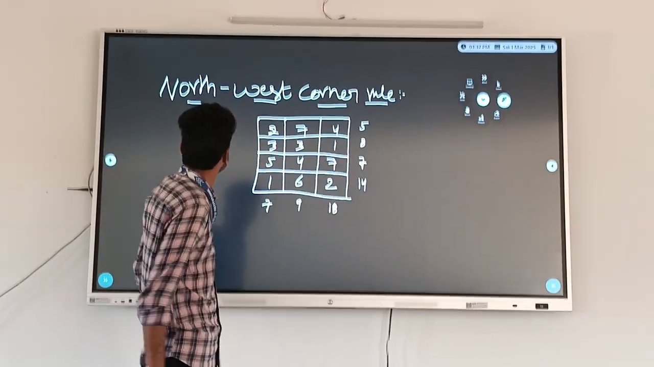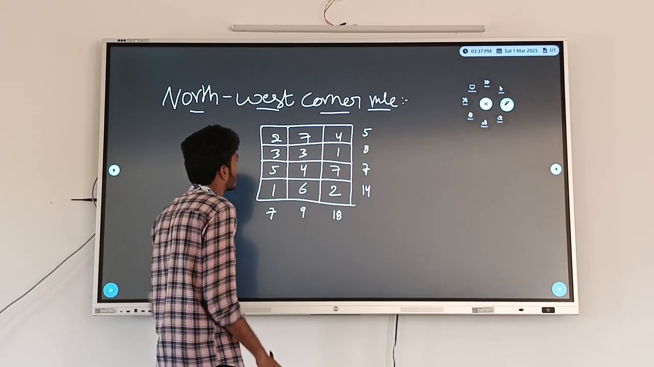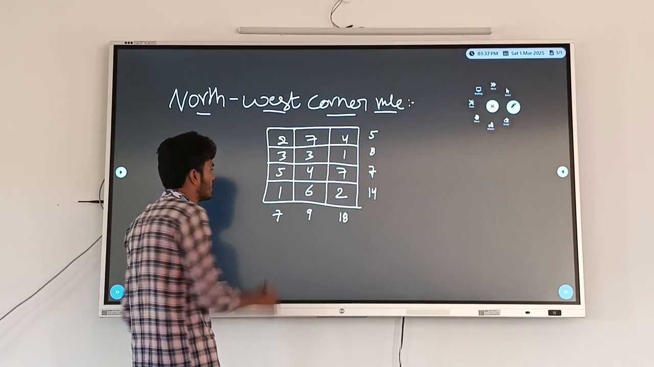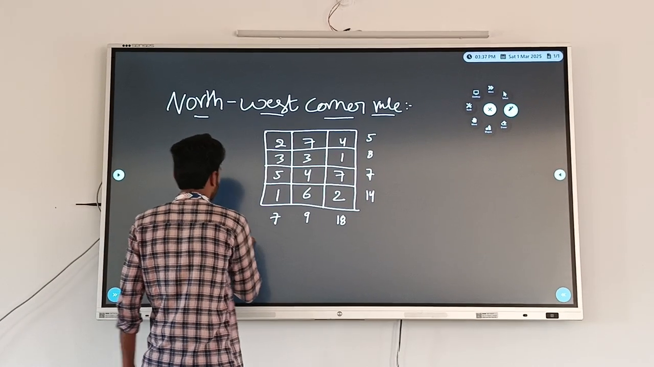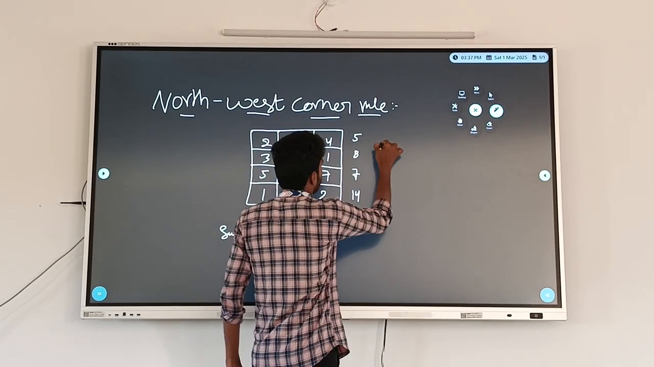Today I am explaining about Northwest corner rule. This is the problem of Northwest corner rule. First you have to find the supply values and demand values. These are the supply values. These are the demand values.